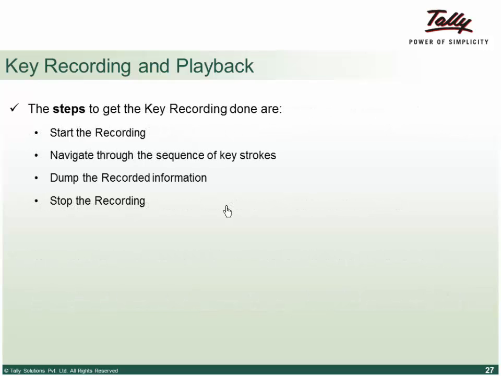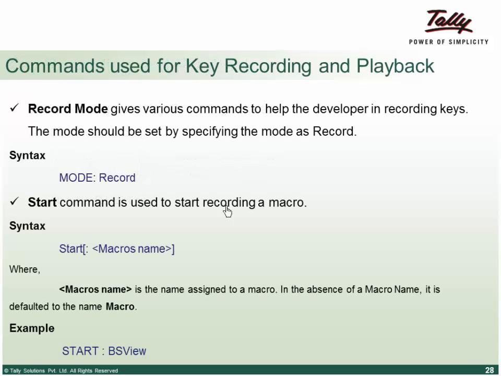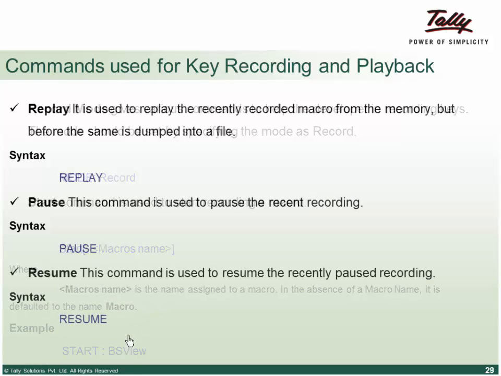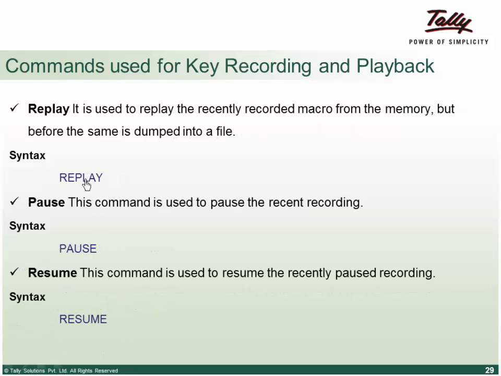So first you start recording, navigate through the sequences of keystrokes, dump the recording and stop the recording, and then you can replay the recording. So again we have the calculator panel command available. Mode, record, start, the macros name, replay. It is used to replay the recently recorded macros from the memory.